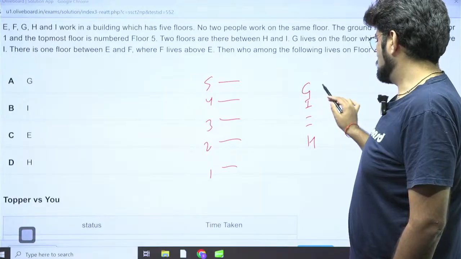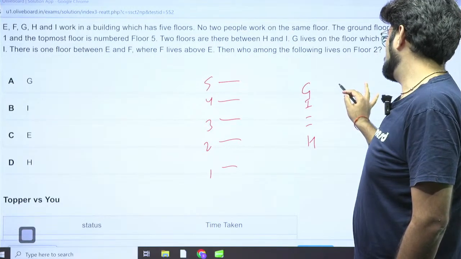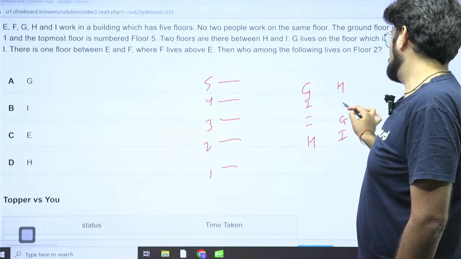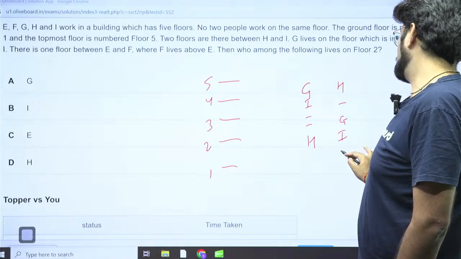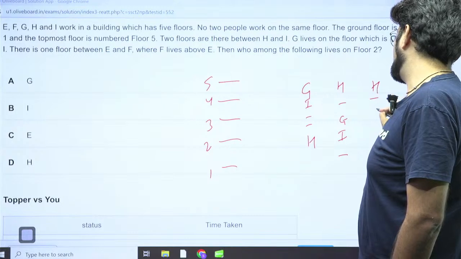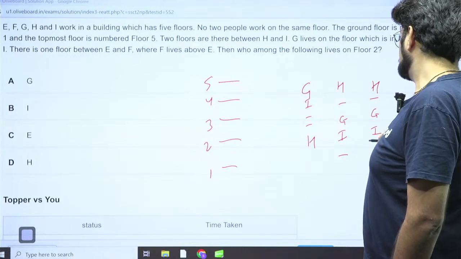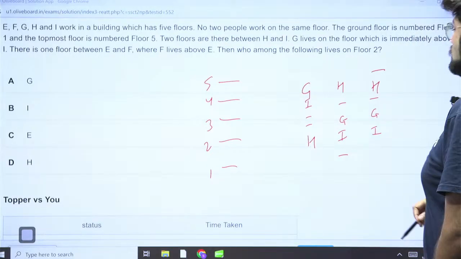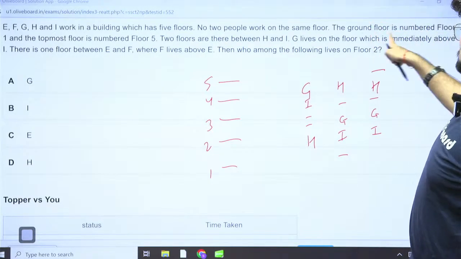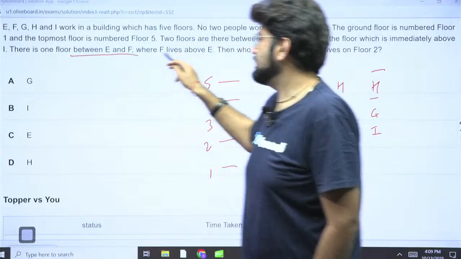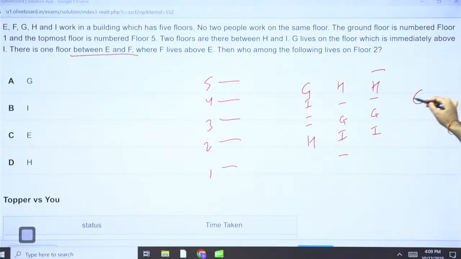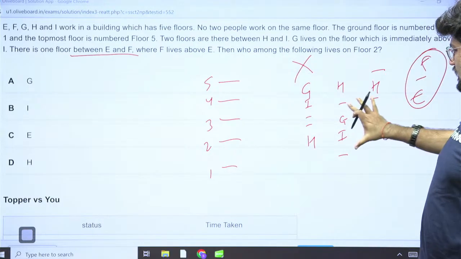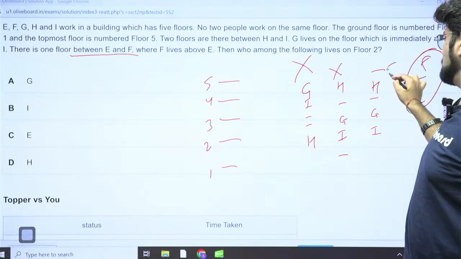So this is not possible. We can have H, I, G, dash, with floors 1, 2, 3, 4. Either we can have this, or we can have H, dash, G, I, dash. This is also possible. These are the 3 cases possible. E, 1 floor between E and F, where F is above E. So this is the situation. Can I place it here anywhere? No. Can I place it here anywhere? There are 2 floors between them. No. This is the only place I can place it at.